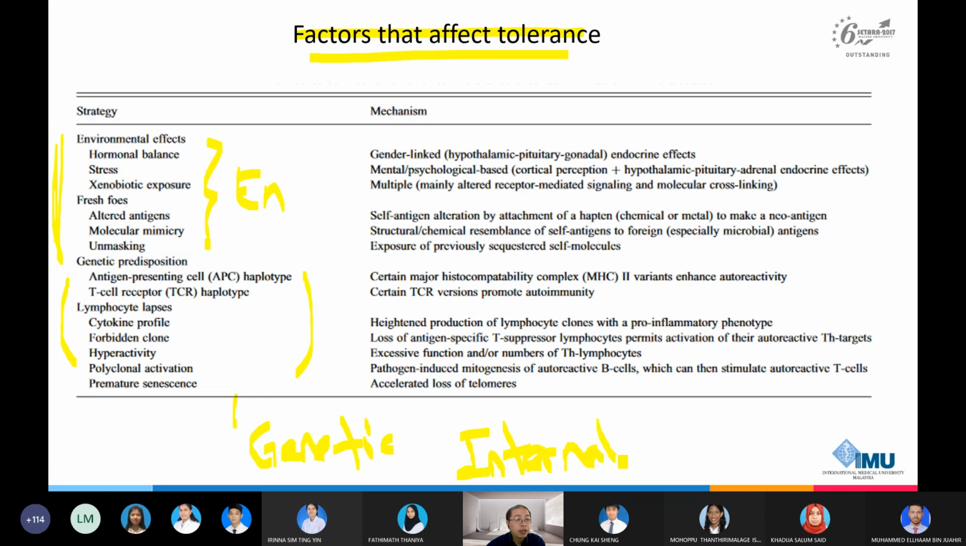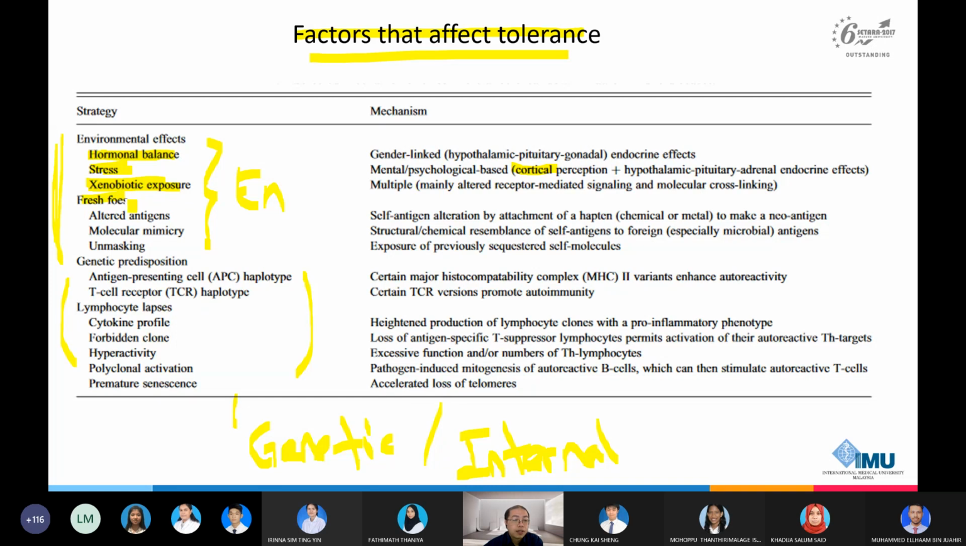Okay, so for example, hormonal balance, stress, drugs. So what happens? Some hormones, like estrogen, can actually cause problems. They can suppress the immune system. Stress, if you still remember your cortisol, can downregulate the immune response, and so can certain drugs.